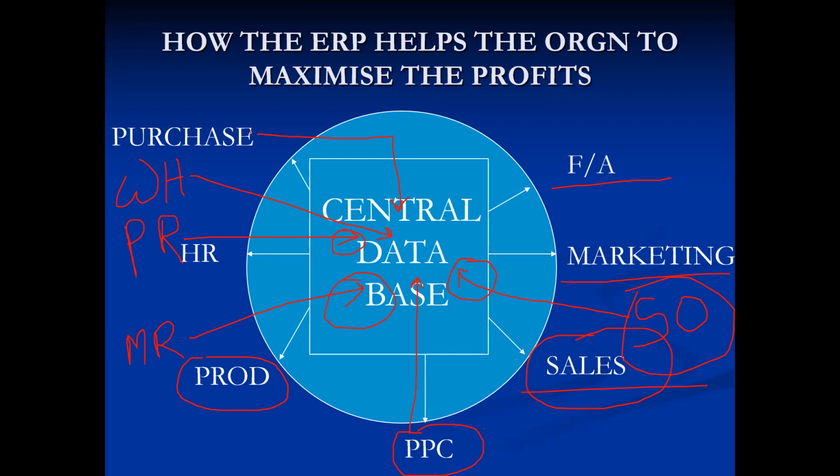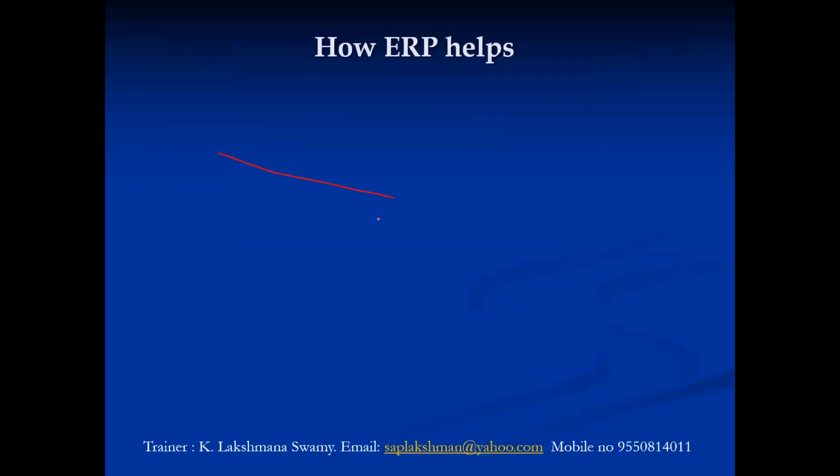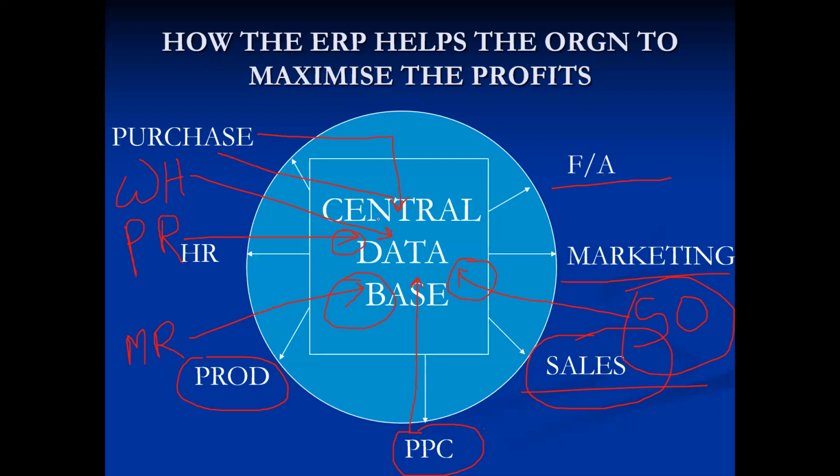Now let us see how the duplication of work is eliminated. In the case of non-ERP, the purchase invoice is entered once in the purchase department, and again in the accounts department. But when you are using any ERP, the purchase clerk will just enter the purchase invoice in the common database. Then the ERP system will post accounting entries automatically in the accounts department. This function I'm going to show you very practically in our training.